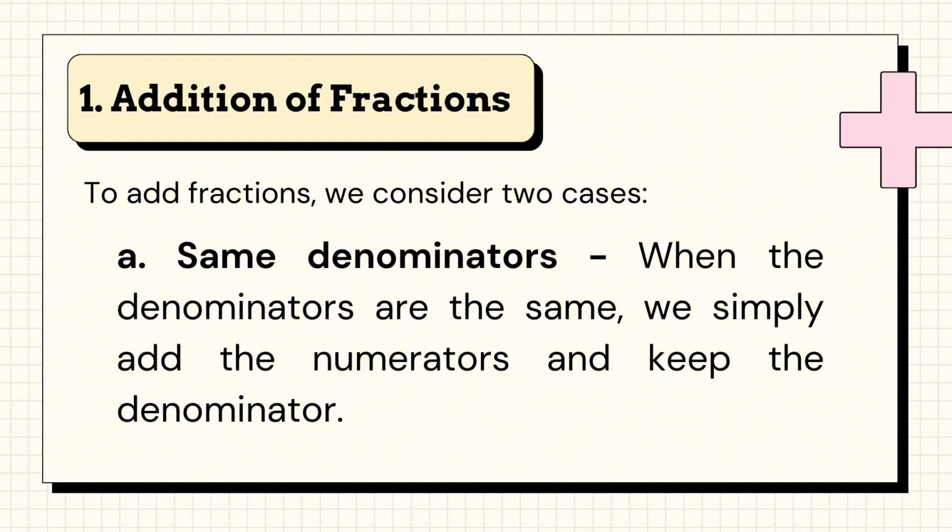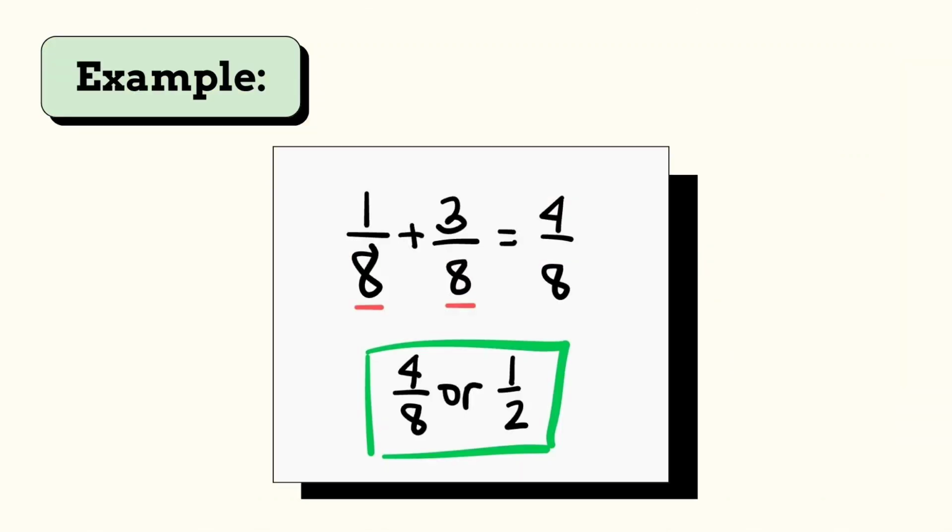Now, to add fractions, we consider two cases. The first one is if they have the same denominators. When the denominators are the same, we simply add the numerators and keep the denominator. For example, we have 1 over 8 plus 3 over 8. Since their denominator is the same, we can just add our numerators. So, 1 plus 3 will be equal to 4, and then we copy the denominator 8, so we have 4 over 8. And if we reduce it to its lowest term, we have 1 over 2, or 1 half.